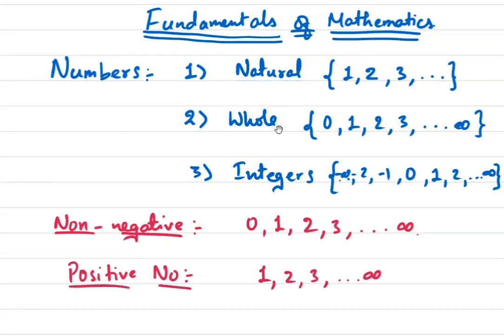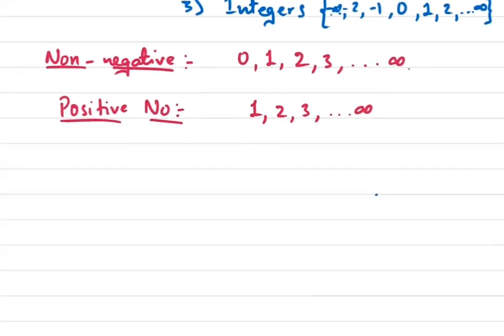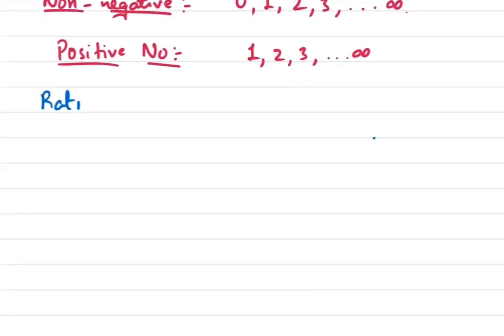Next, once we know about natural numbers, whole numbers, and integers, then we deal with all sorts of arithmetic involving natural numbers, whole numbers, and integers, right? Like for example, plus, minus. Okay. Then we get the next set of numbers, that is rational numbers.